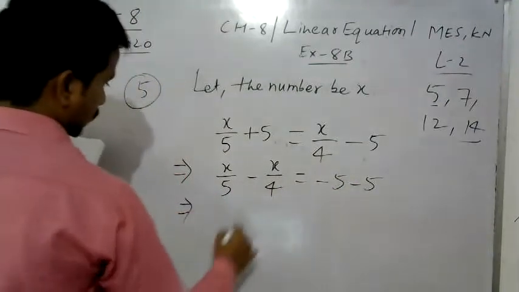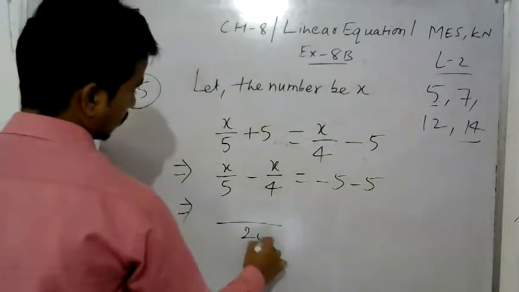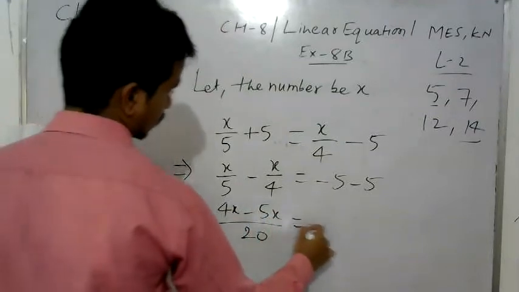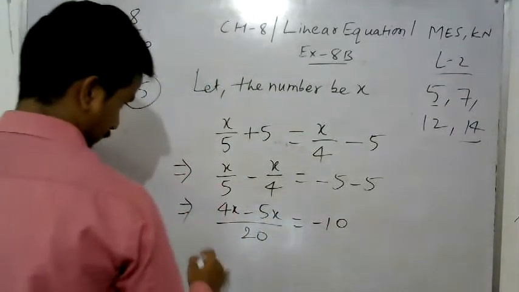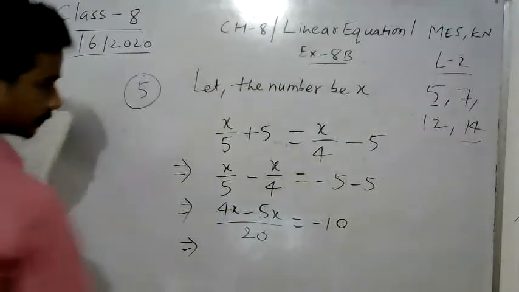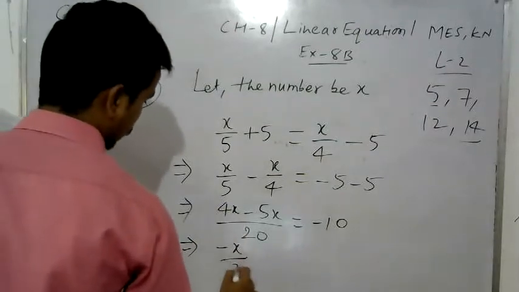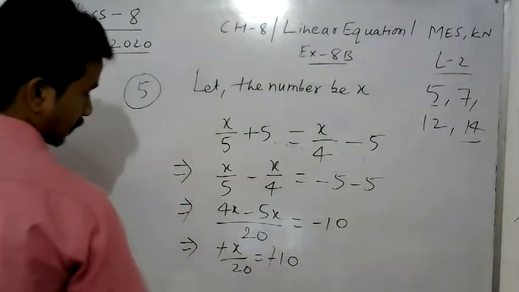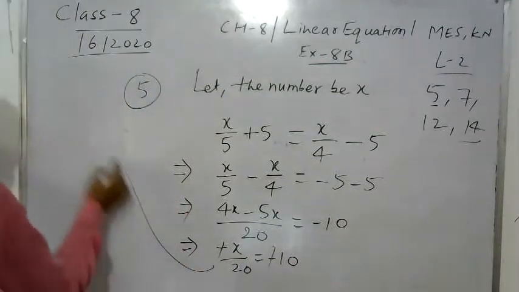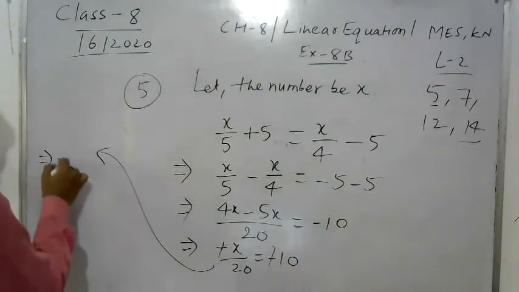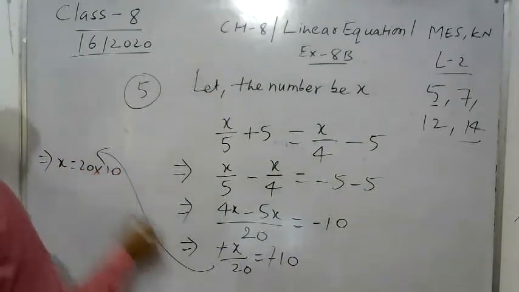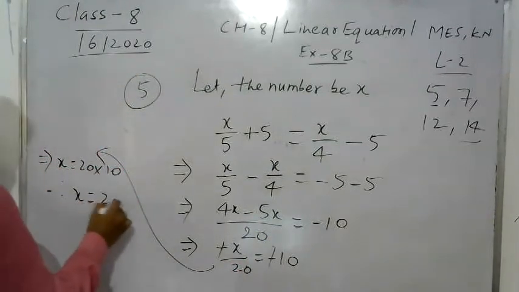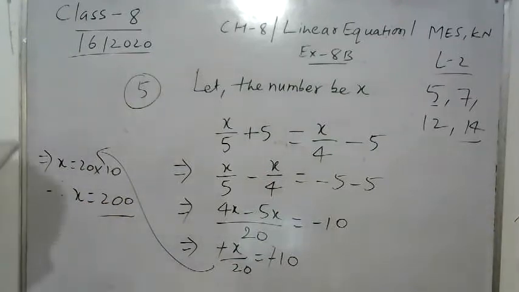Now take LCM, 5 4s are 20. Now 5 4s are 20, this is 4x, 4 5s are 20, minus 5x. This will be equal to minus 10. So this will be minus x by 20 equals minus 10. So this minus and minus will cancel. So this implies x equal to 20 into 10. Cross multiplication will be there. So therefore x will be equal to 200. Okay. This is the answer.